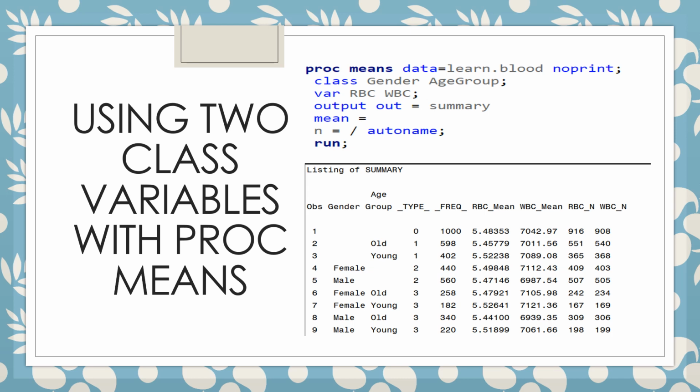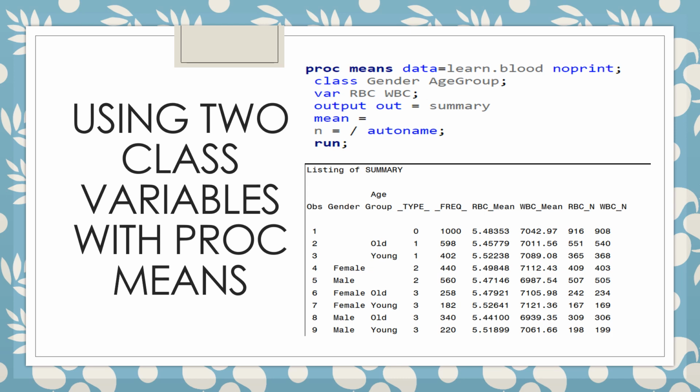Even though there are only two levels of gender and two levels of age group, there are 9 observations in the output dataset, with 4 values of the _TYPE_ variable. The _TYPE_ equal to 0 observation is the same as you saw earlier. It represents the grand mean, the mean of all non-missing values in the dataset. To understand the other observations in the dataset, you have to know either how to count in binary or how to use another PROC MEANS option, that is CHARTYPE.